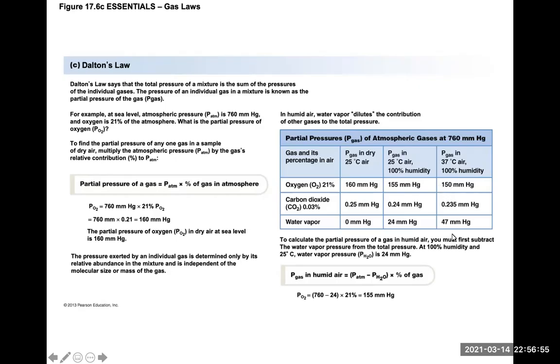But all the way over here at 100% humidity, you've got a lot of water vapor, and now you've got more dilute partial pressures because the water vapor is diluting it just like anything else would. Right? Water is always going to dilute. Okay.